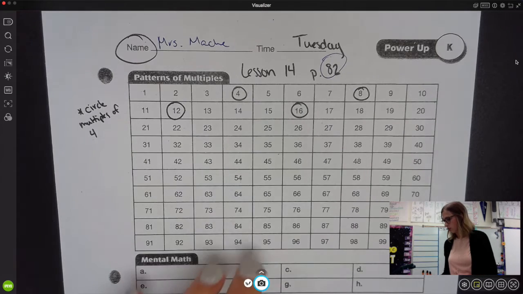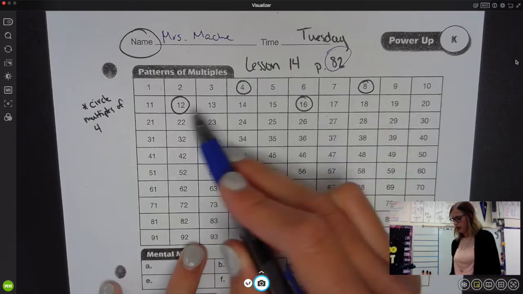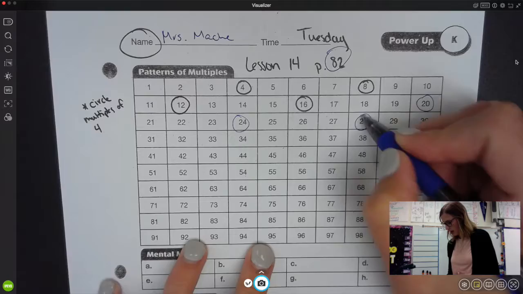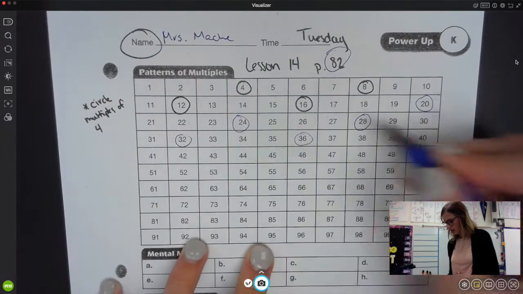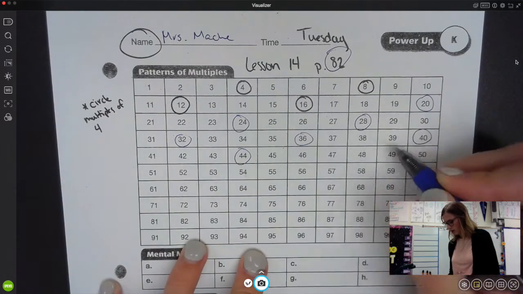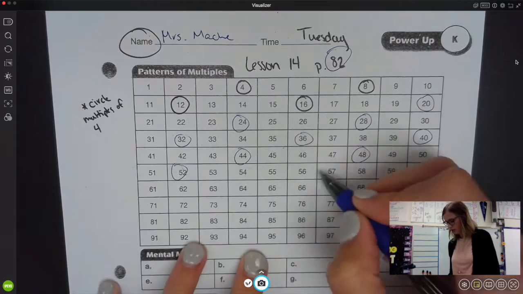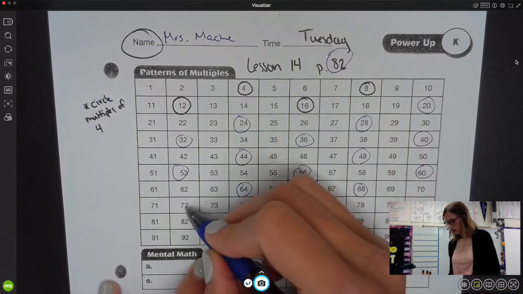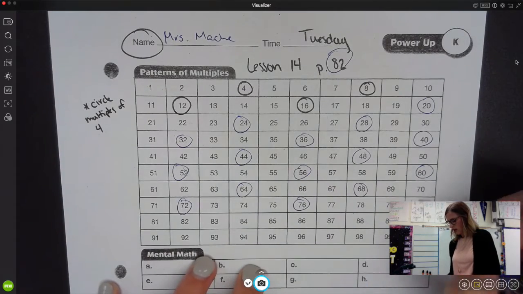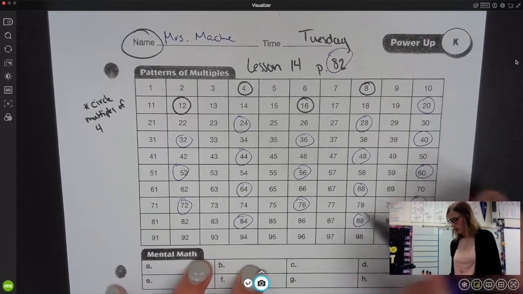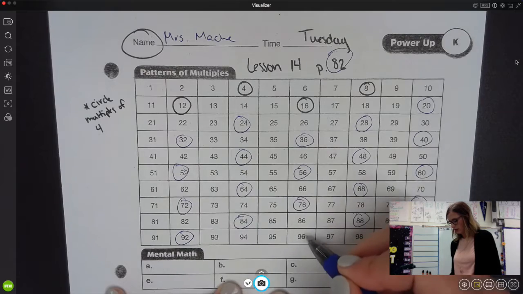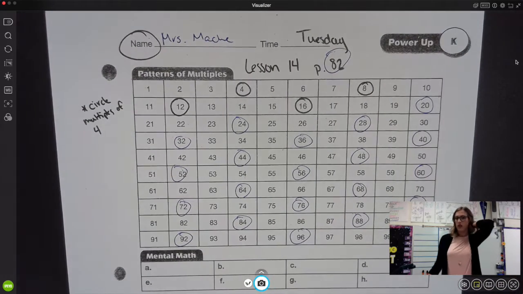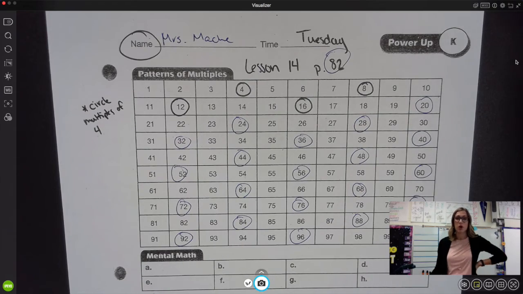All right, let's count those multiples of 4. So we have 4, 8, 12, 16, 20, 24, 28, 32, 36, 40, 44, 48, 52, 56, 60, 64, 68, 72, 76, 80, 84, 88, 92, 96, 100. Notice this looks really similar to when we did the multiples of 2.